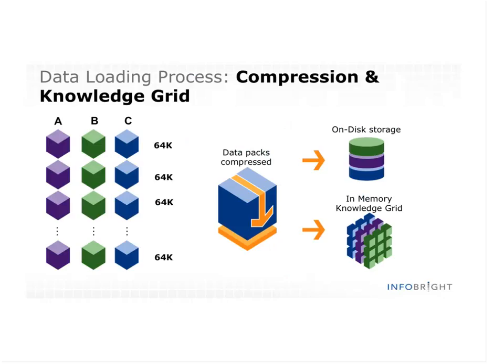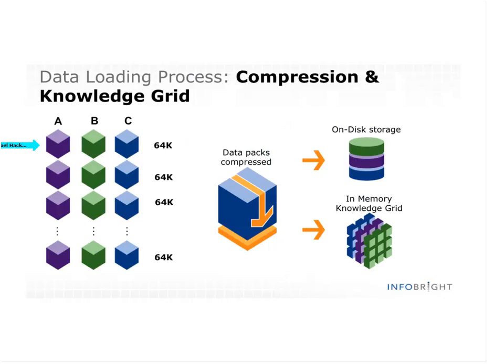Infobright's data loading process is where most of the heavy work is performed. As bulk data is loaded, it's formatted into columns, shown here as columns A, B, and C. Each column of data is further divided into chunks of 65,536 elements, or 64K, we call data packs.